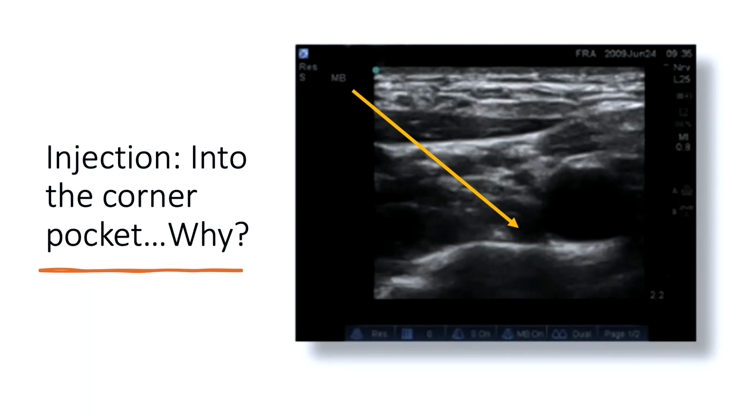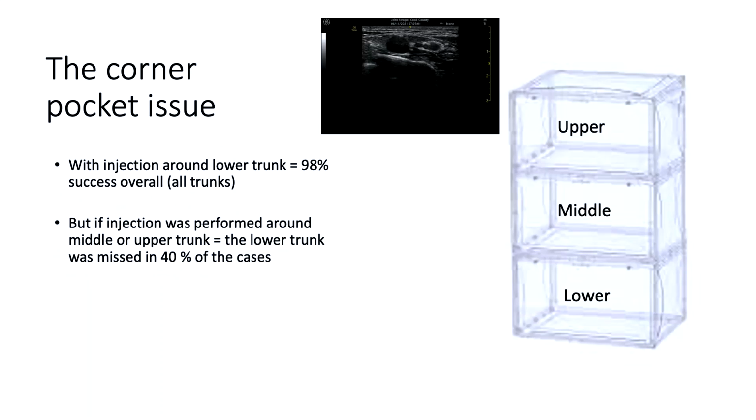So I did a study back, I think it was 2006, where I injected in front of the trunks with a twitch that was signaling that the tip of the needle was in the upper trunk, and then in the middle trunk, and then in the lower trunk. And what I found was that if I injected either in front of the upper or the middle trunk, then there was a failure to produce anesthesia in the lower trunk about 40% of the time.